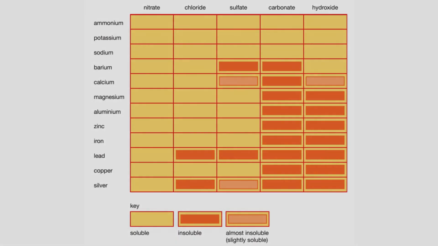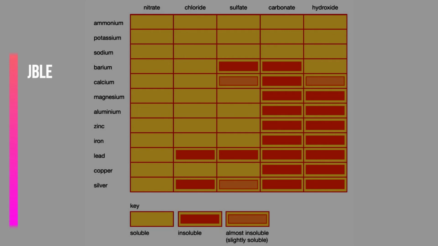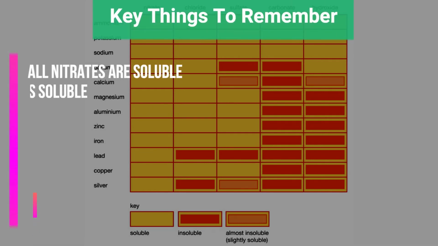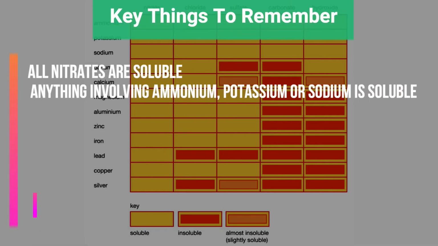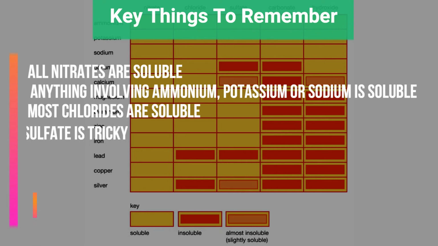So the key things to remember from this video is that all nitrates are soluble. Anything involving ammonium, potassium, or sodium is soluble. Most chlorides are soluble except for lead and copper. Sulfate is tricky, so remember the rhyme. To remember sulfate, calcium and silver are slight hesitate, but barium and lead don't tolerate.